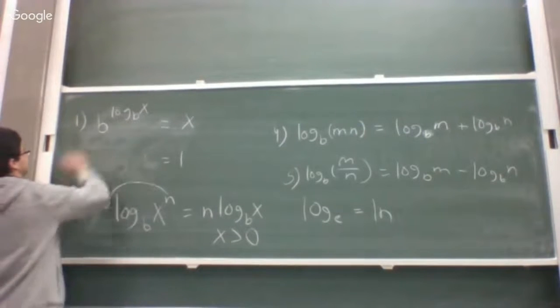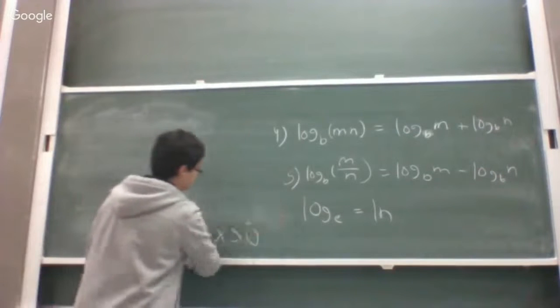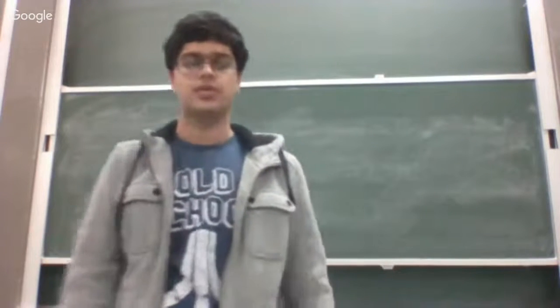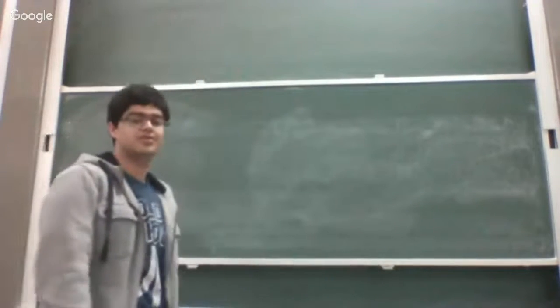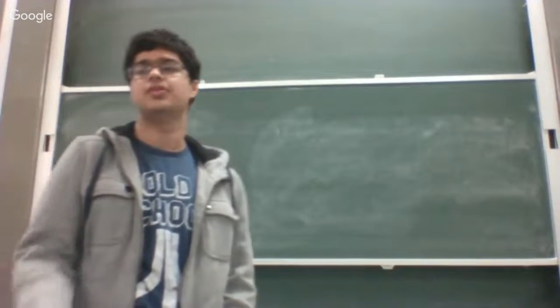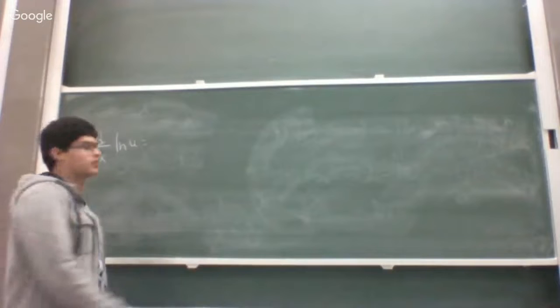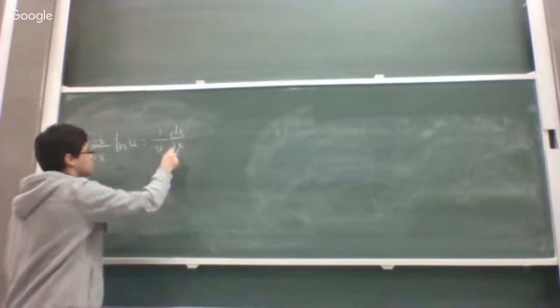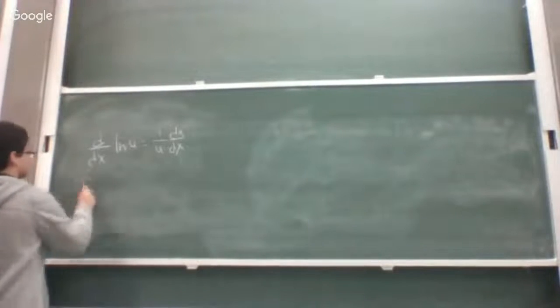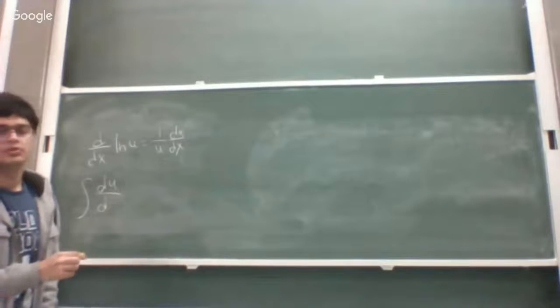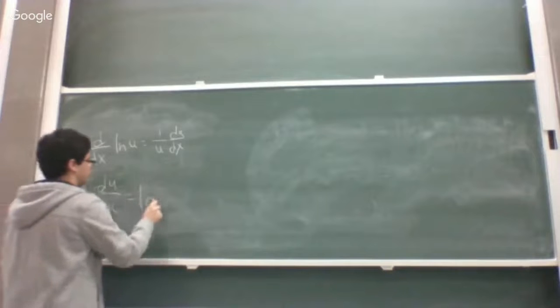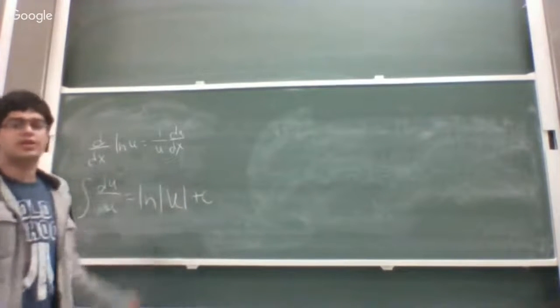And I'll just erase this now. Derivative of natural log of x is what? 1 over x plus c. No. You don't need plus c because it's a derivative. But I was very wrong. Derivative of natural log of u is equal to 1 over u du/dx. The integral of du divided by u is equal to the natural log of the absolute value of u plus c. You guys need to remember the absolute value signs.